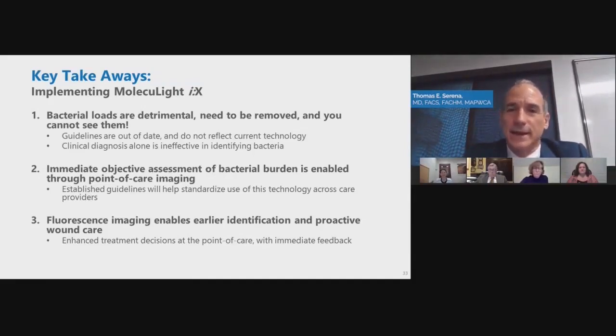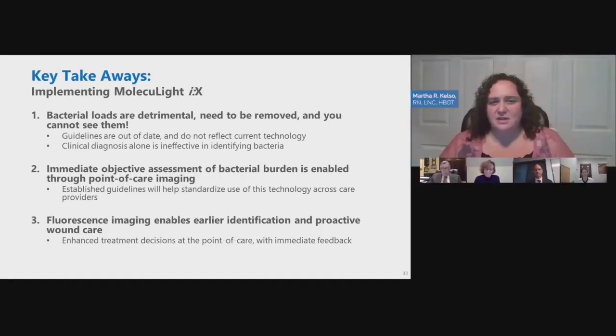Most of the guidelines, and I think the panel will agree, are out of date and don't reflect this current advanced technology. Clinical diagnosis is important, as Chuck mentioned, but it's not to be used alone. On our side, we know clinical diagnosis alone simply isn't effective. We have immediate objective assessments through the use of MolecuLight. Looking at that bacterial burden, it enables us through this point of care imaging.